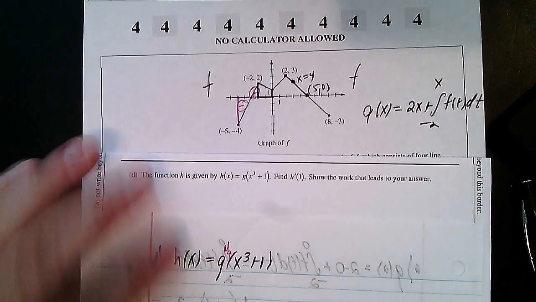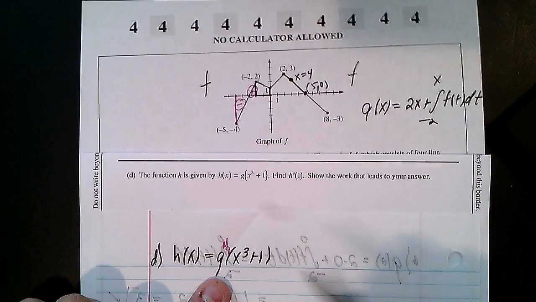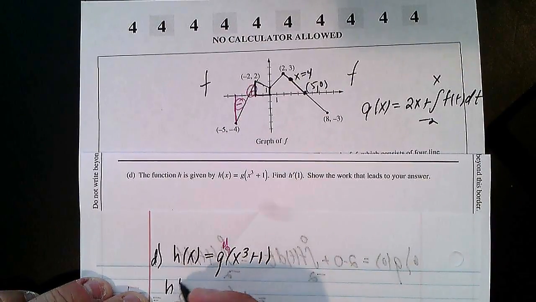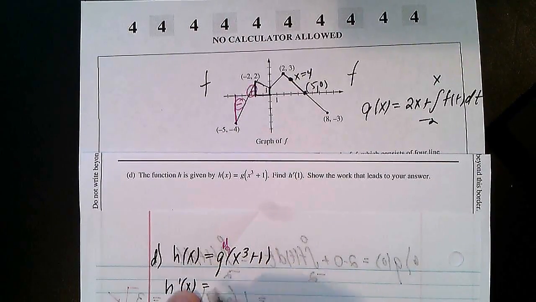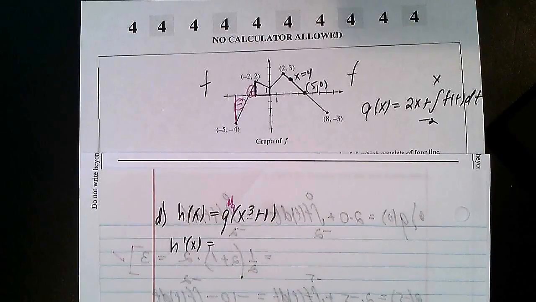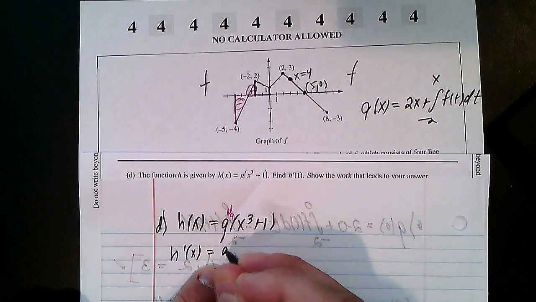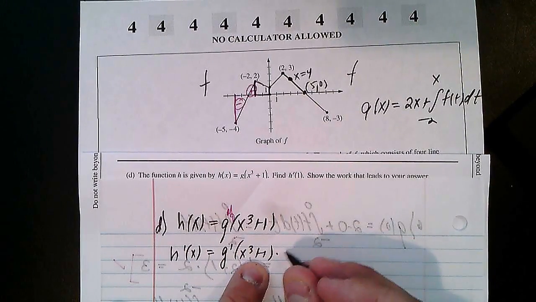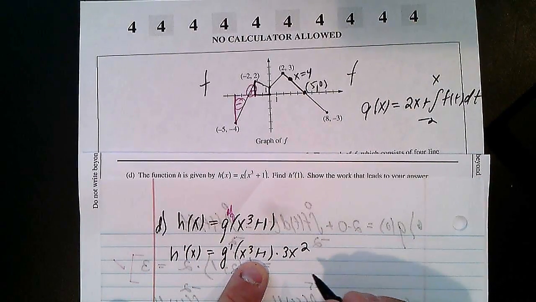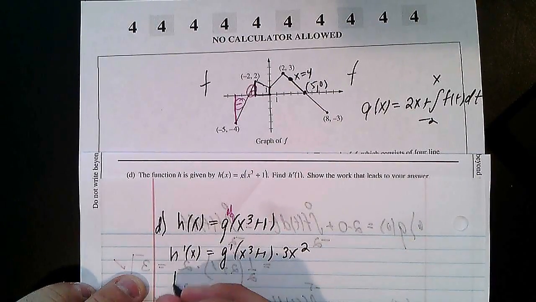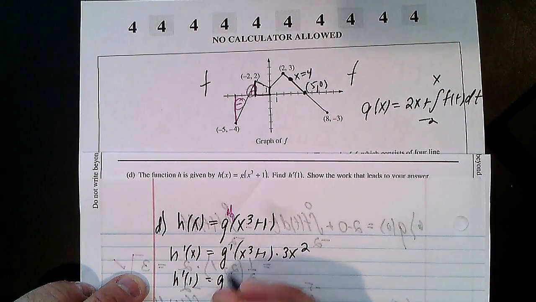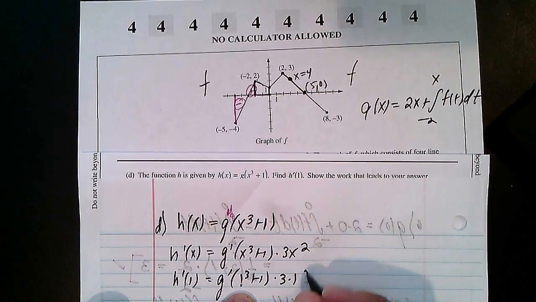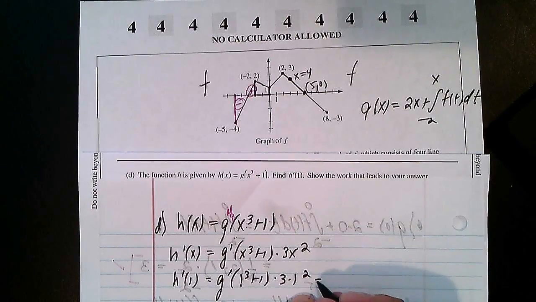That verbal of is an indication that when I use the derivative, I'm going to use the chain rule. So to find h prime of 1, first we find h prime of x. You find the derivative of the function. That's going to be g prime of x cubed plus 1 times the derivative of the inside function, which is 3x squared. To find h prime of 1, plug in 1 everywhere. G prime of 1 cubed plus 1 times 3 times 1 squared.